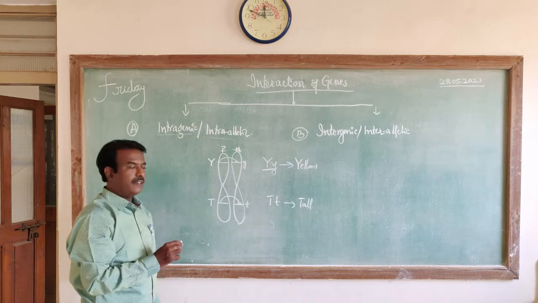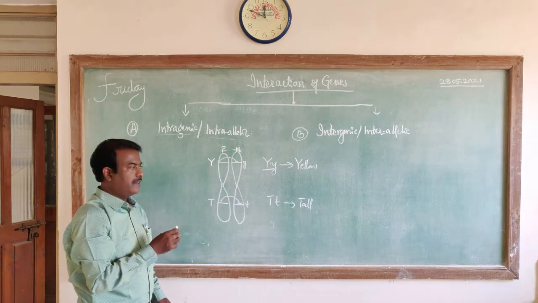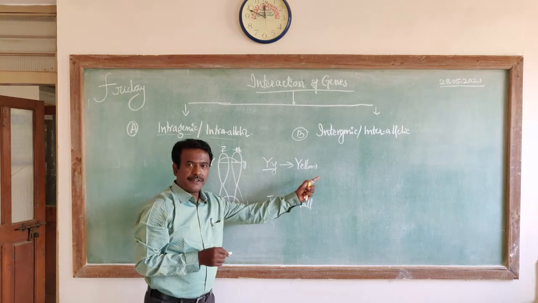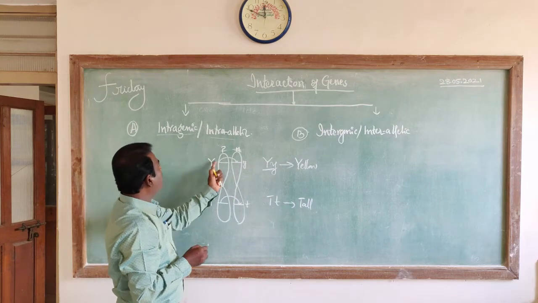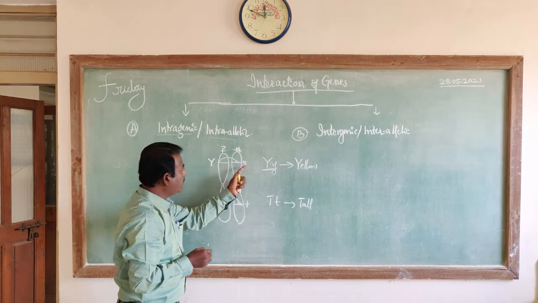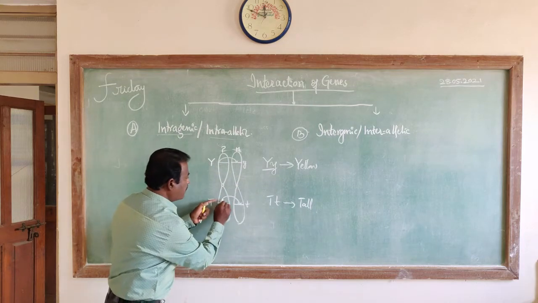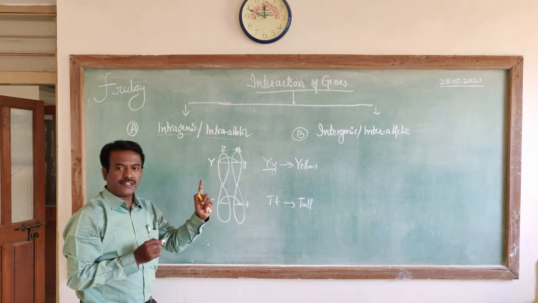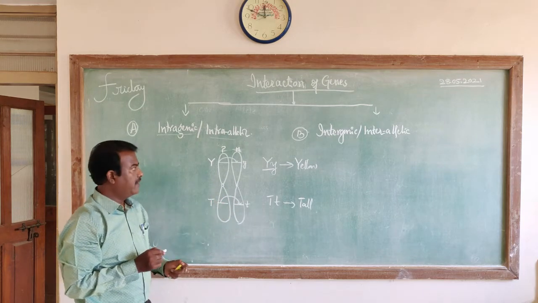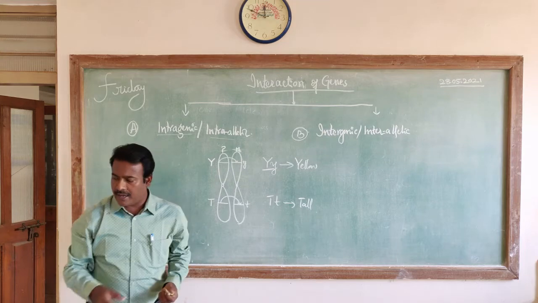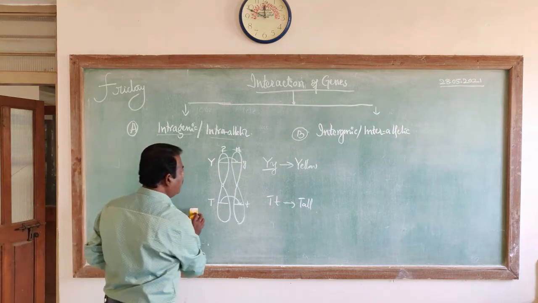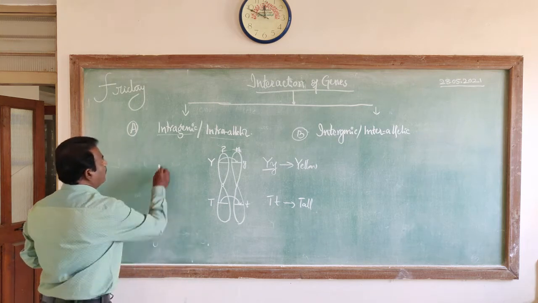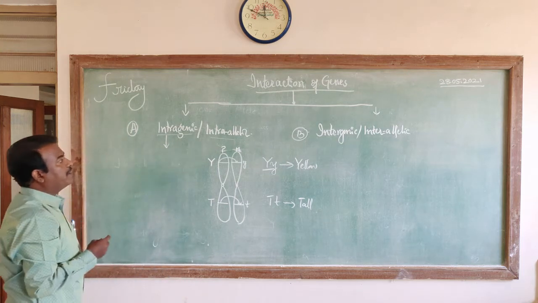intra-allelic interaction. Intra-allelic interaction means capital Y interacted with small y for expressing yellow color. This is called intra-allelic or intragenic interaction. If this capital T interacts with small t, then it is called intra-allelic interaction or intragenic interaction. Okay, this is how exactly, and we can take many examples.